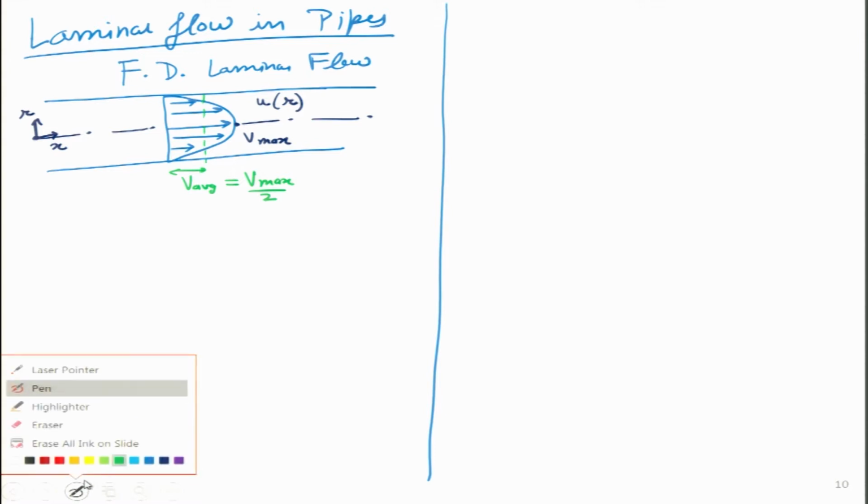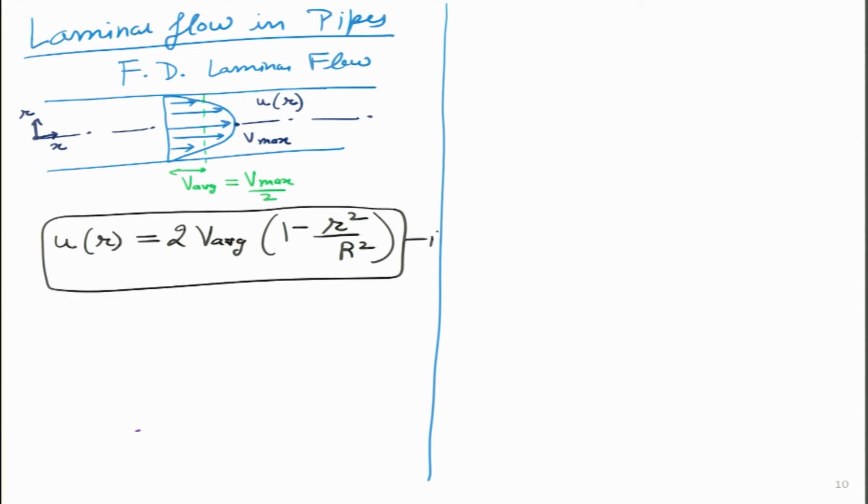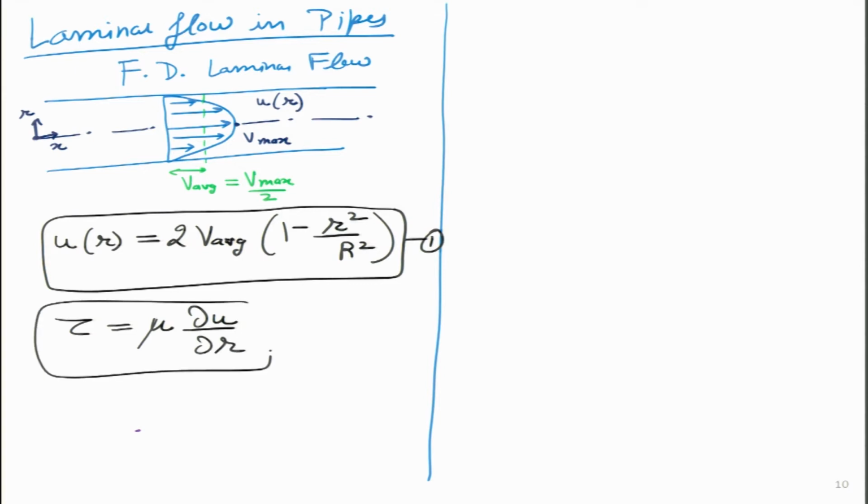If we solve the Navier-Stokes equation, the solution we get for this velocity profile is u equals twice V average into 1 minus r squared by R squared. This is a very important equation, because using this we can calculate the shear stress at any given point. I can just use this particular relationship and I will be able to find the shear stress. Using this relationship, we will figure out that shear stress at r equals 0 is 0, and at r equals R, it has the maximum value.